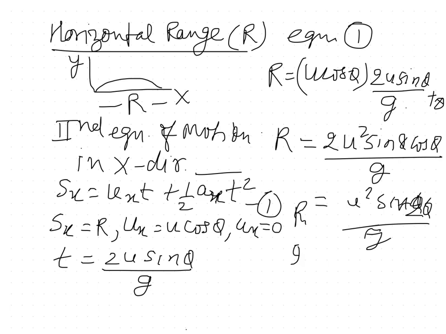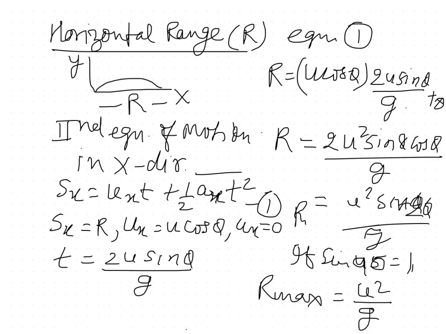And if theta is 45, sin 90 equals 1. So range will be maximum, and we can write maximum range equal to u square by g. So range will be maximum when theta equal to 45 degrees, because when theta is 45, then 2 theta becomes equal to 90 and sin 90 becomes equal to 1. So maximum range can be calculated by this formula. So this represents the formula of range of the projectile.